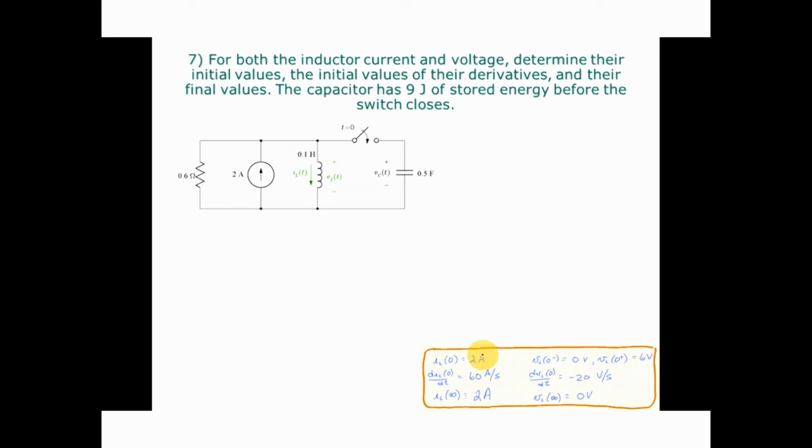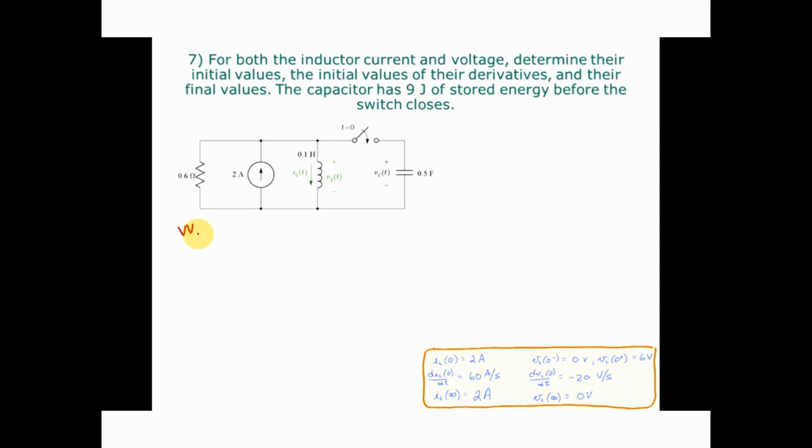Okay. So this is a sort of second order problem, but you don't have to do the whole solution. You just have to find the initial conditions and the final values of those things. So starting with the capacitor, we can do that step pretty easily.